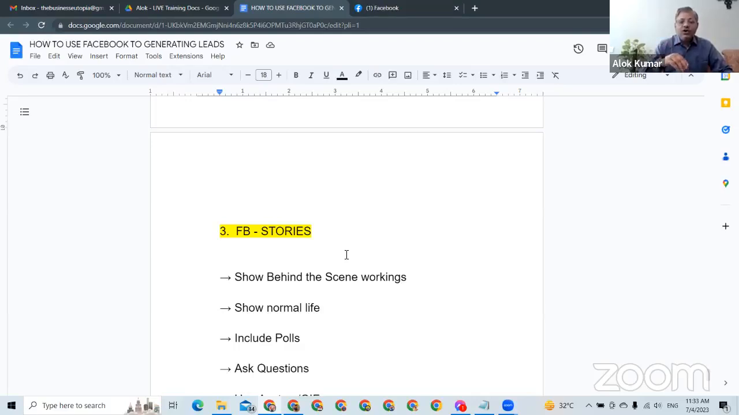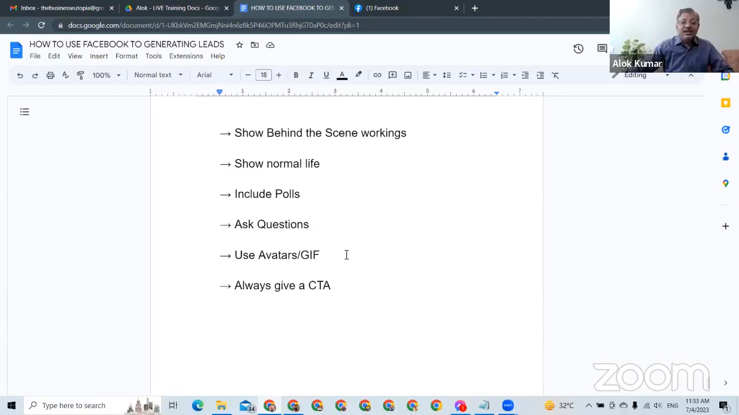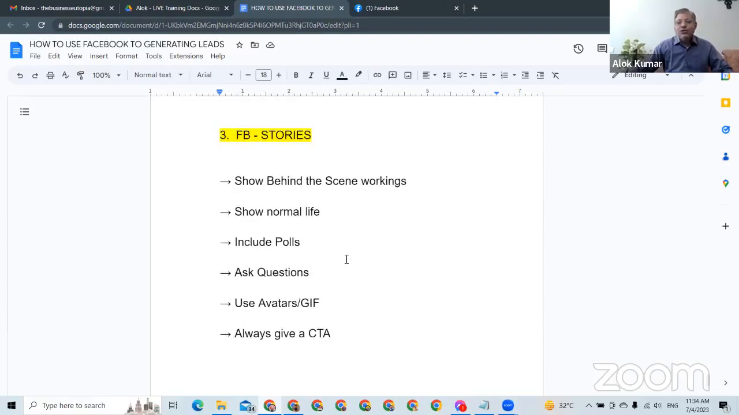So what you need to do is show behind the scene workings on the stories, show your normal life, because you are also a human being like others. You can include polls and ask questions in your stories. You can also use avatars, GIFs, and you should also give a call to action. Like, let's say you are showing your behind the scenes work, like I did in one of my stories. I was showing how I was preparing this training, right? So I created a video. I put something showing that I'm working behind the scenes to create this training, right?